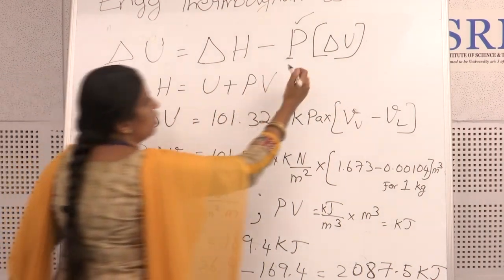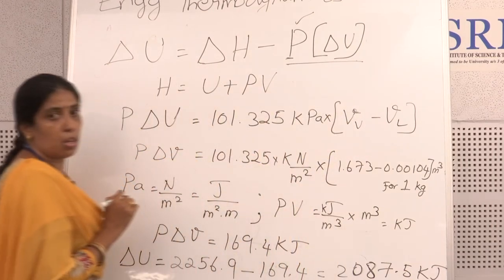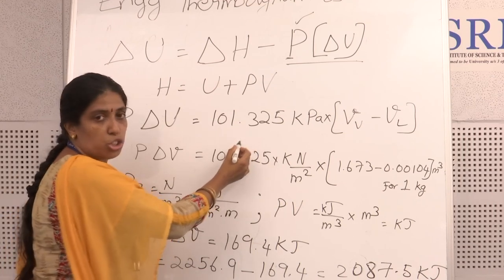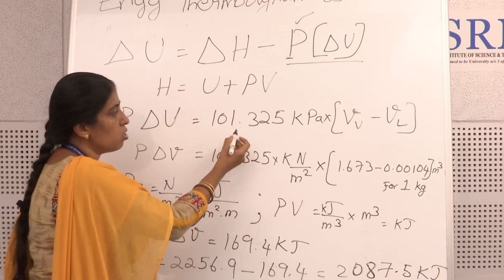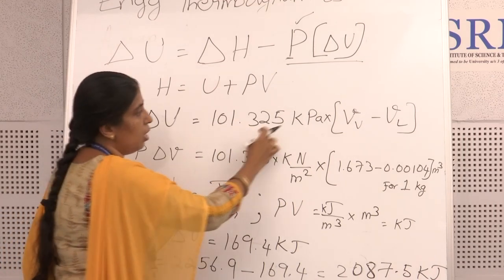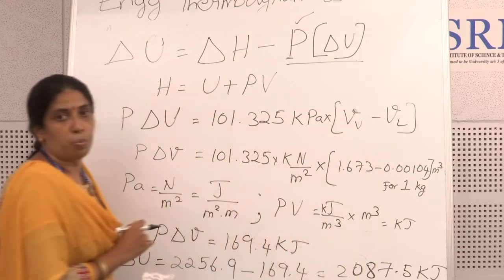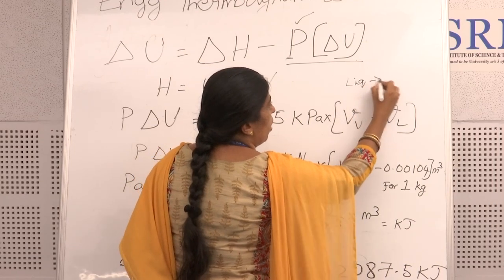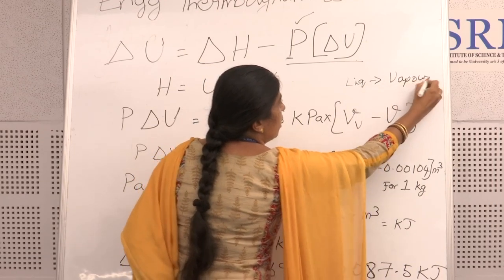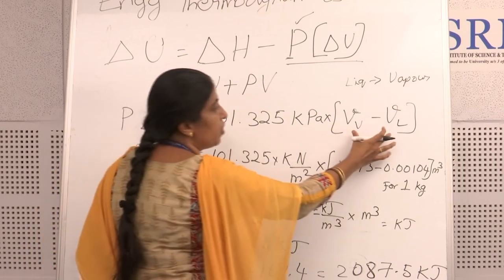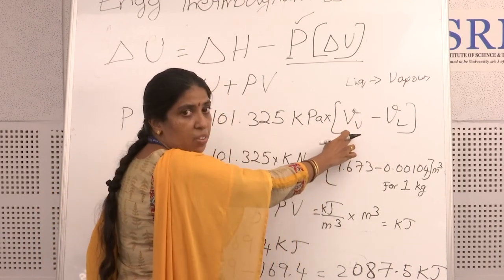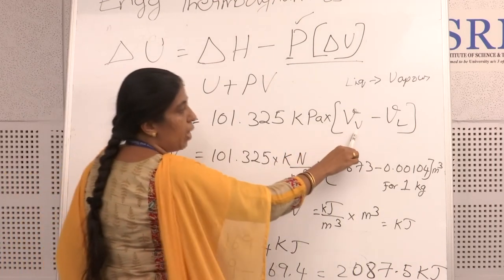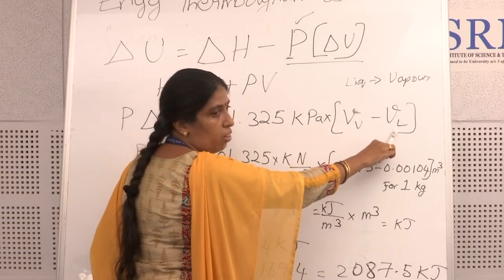Let us find out the second term for finding delta U, P into delta V. Pressure is given in the question, 101.325 kilopascal, into the change in specific volume. The water is vaporized, changing from liquid to vapor. So we have to find the difference in specific volume of vapor, which is the final state, minus liquid, which is the initial state. So it is the vapor volume minus the liquid volume.